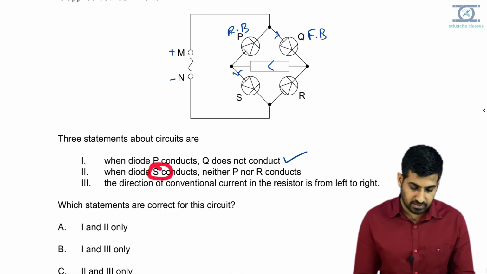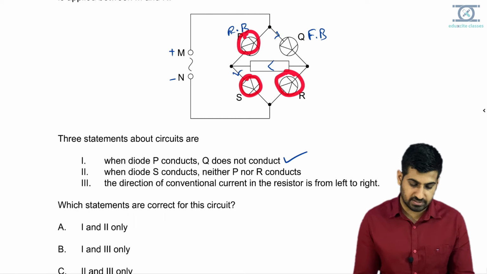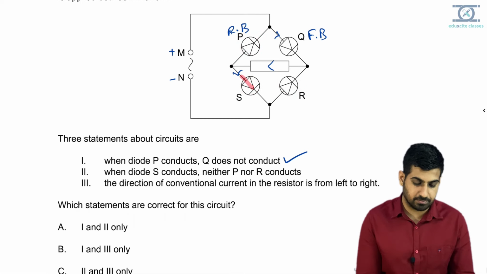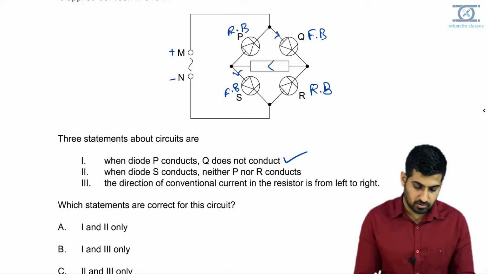When S conducts, neither P nor R conducts. Yes, so when S is conducting, it means that it is in forward bias. This is in reverse bias. So yes, this is also true. So we can say the second statement is also true.